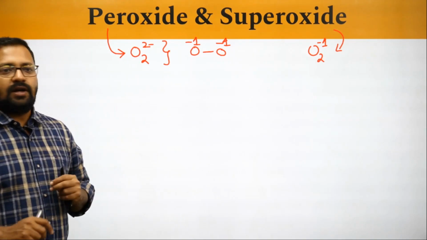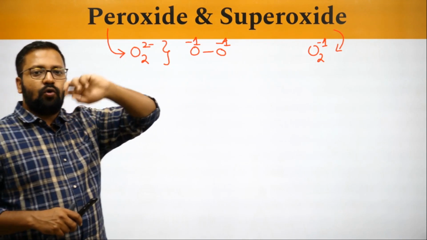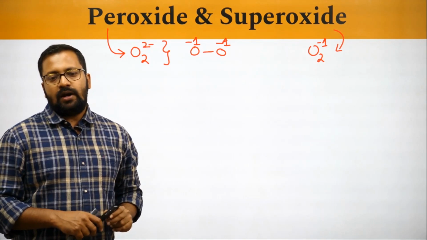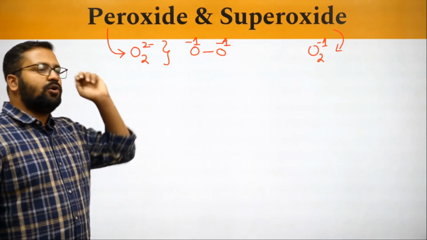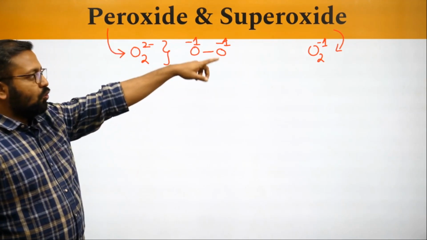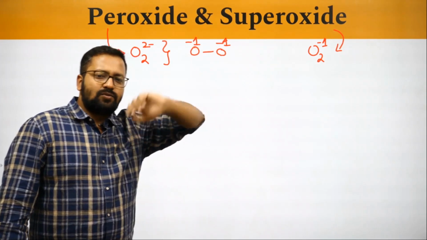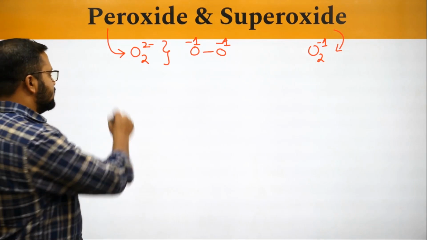इनका बॉन्ड ऑर्डर भी हम कैलकुलेट करते हैं. O2 2 माइनस का बॉन्ड ऑर्डर हो जाता है कितना? O2 बॉन्ड ऑर्डर इज 2. 2 electrons are added in anti-bonding molecular orbital. Each electron reduces the bond order by 0.5. So O2 2 minus bond order is 1. O2 minus 1 bond order is 1.5. ठीक है? Let's look at what will happen if they are added to water.